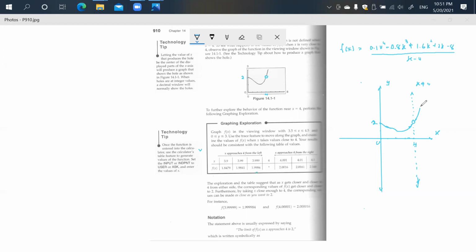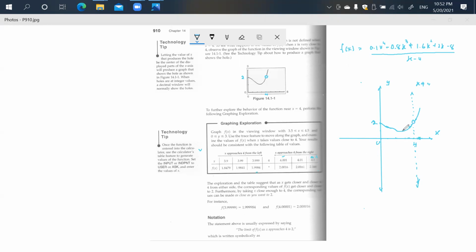At the same time, if you replace the value of x approaching 4 from the right, for example, if you start from 4.1, somewhere here, you will get y equal to 2 point something, it's not clear. Then keep getting closer and closer. When x is closer, like 4.01, you replace x again, you get 2.016. And if you get really, really close, like 4.001, y is going to be 2.0016.